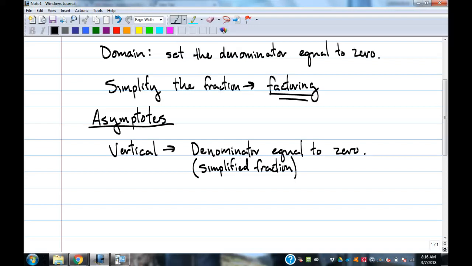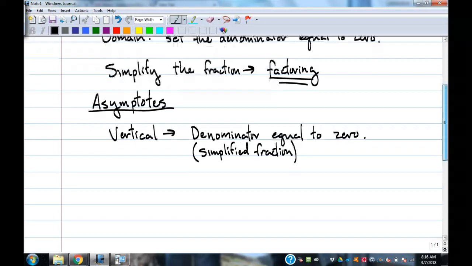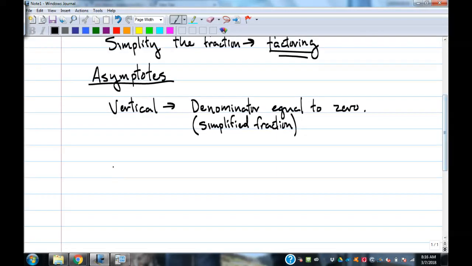So vertical asymptotes, we're going to look at the denominator of the simplified fraction, set those pieces that are still left equal to 0 and solve. We've already set them equal to 0 and solved when we found the domain. So we'll see as we do an example that you're already doing part of this when you find the domain. Okay. The next type of asymptote is horizontal.